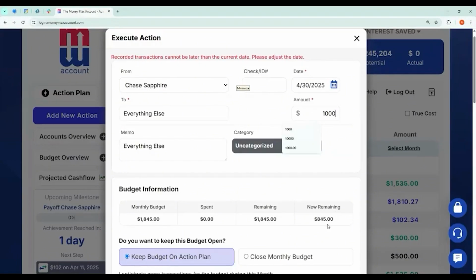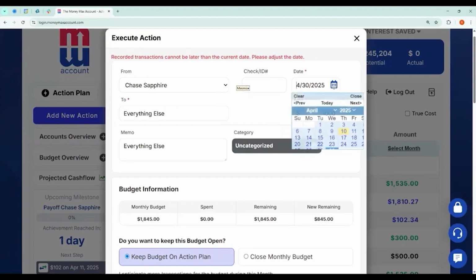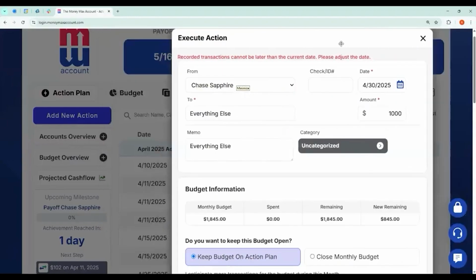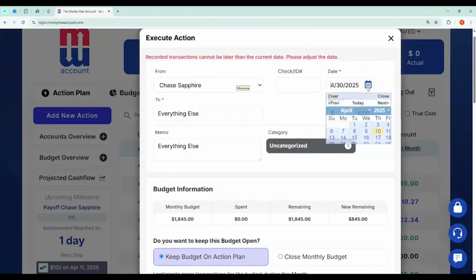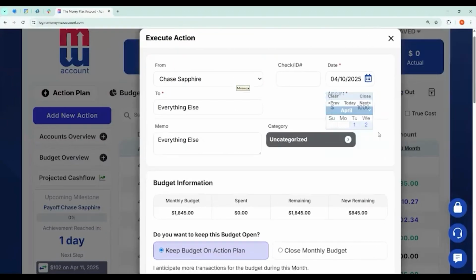And notice how it's keeping up with what your budget is right there. We just told it that we charged an extra $1,000 on that card. And we know that we were doing it up here earlier in the month, weren't we? And so about the 10th, it said. So we would say on about the 10th. And then we would do that.